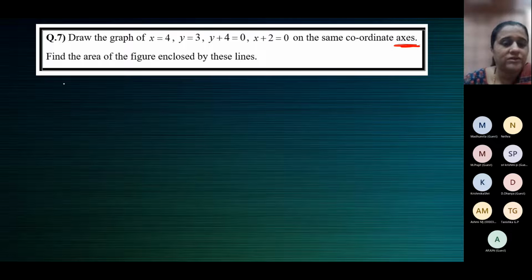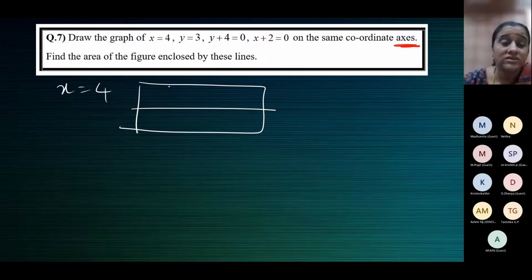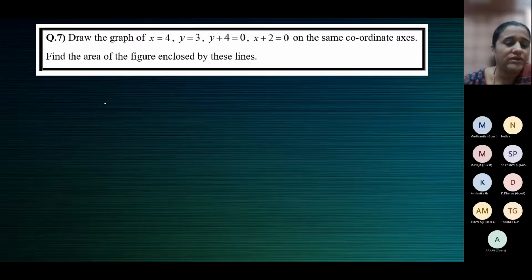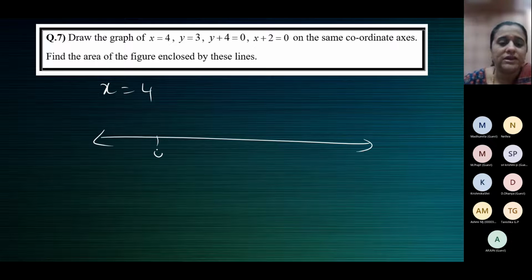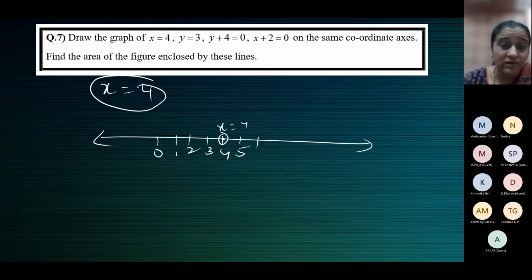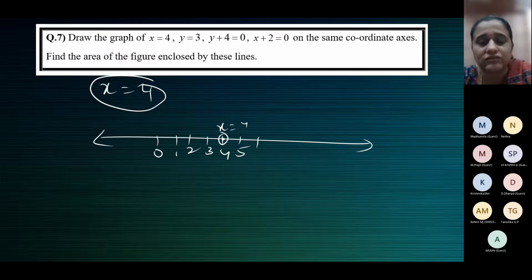What do we mean by x is equal to 4? The table will be x is always 4. See, children, they're asking you to draw the graph of these lines on the same coordinate axes. Now your doubt may be, how do you know that when x is equal to 4, why can't it be like this? Like this, and I say x is equal to 4. So how do you know that, because x is equal to 4 is a linear equation in one variable.